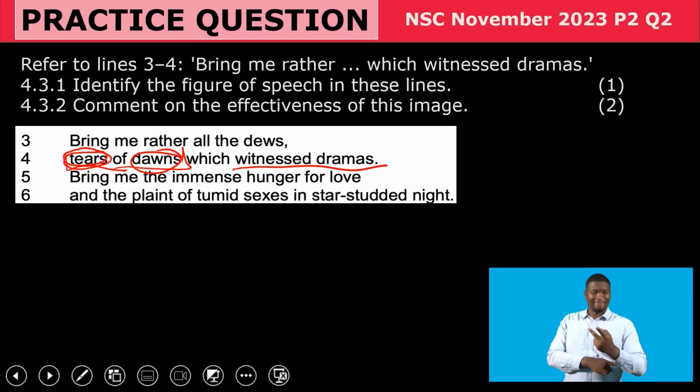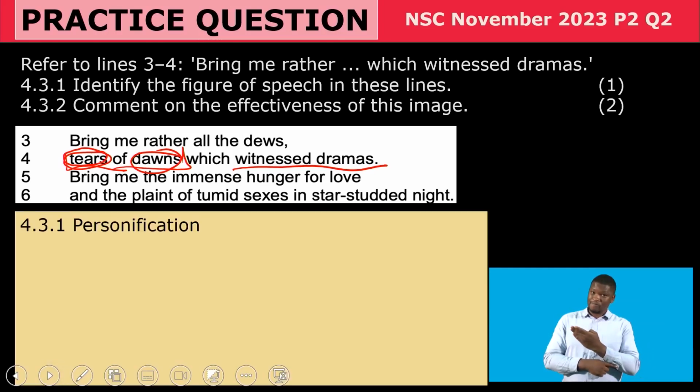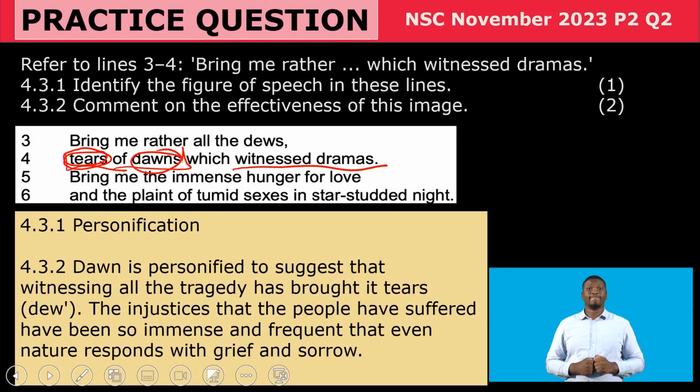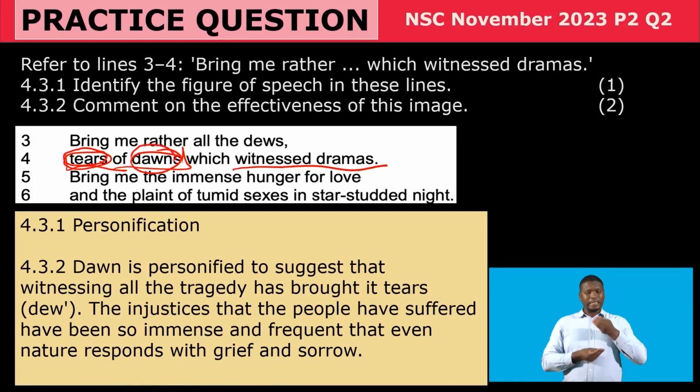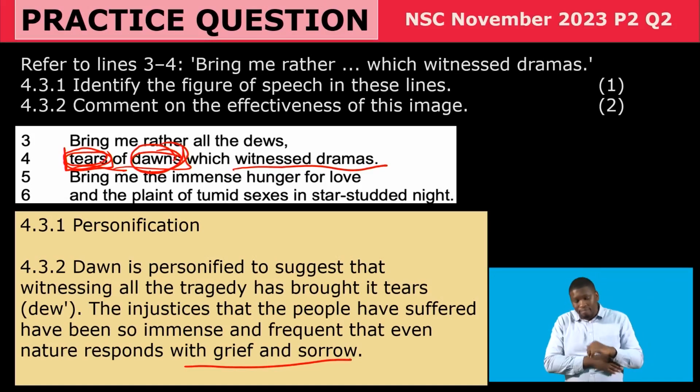Personification. Then comment on the effectiveness of this image. Dawn is personified. So now we're explaining why it's personification and why it's effective. It suggests that witnessing all the tragedy, witnessing this drama, has brought it to tears, sadness. The injustices that people have suffered have been so immense and frequent that even nature responds with a sense of grief and sorrow.